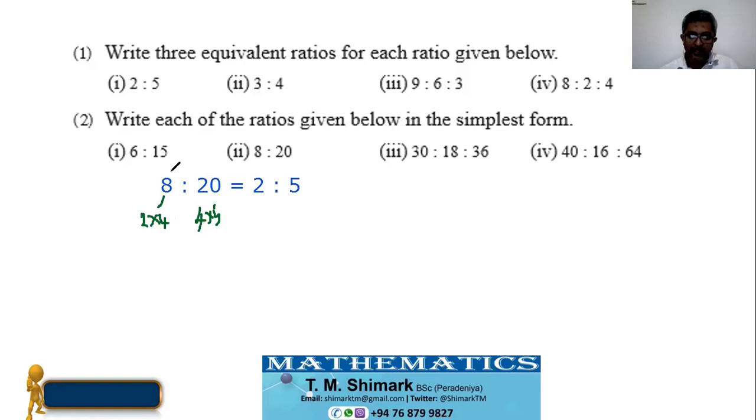So I divide this first one by 4. If I divide one, I cannot keep quiet for the other one. Same thing I have to do. This divided by 4 became 2. And this was your divide by 4, it became 5. So that's the simplest form of the ratio.